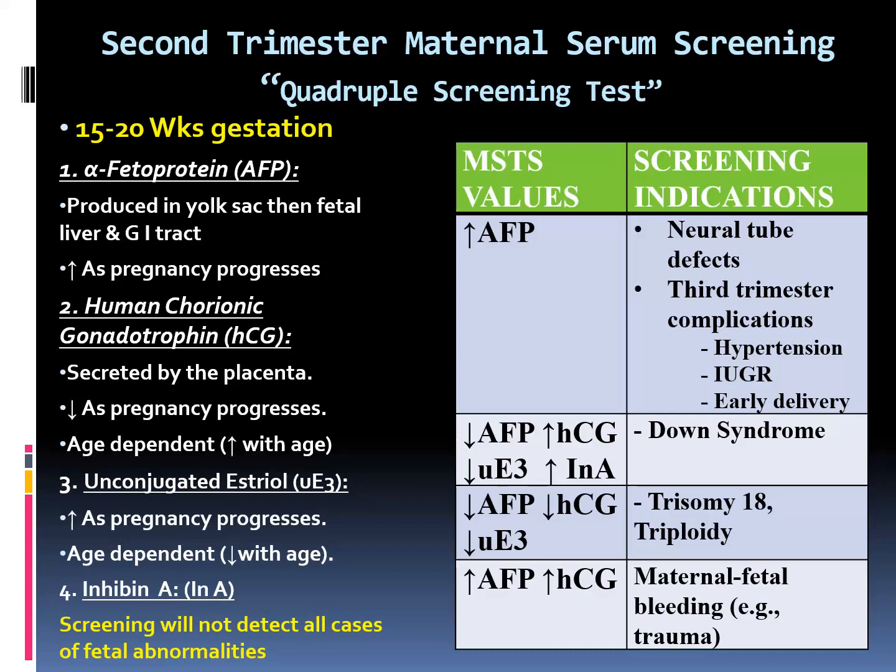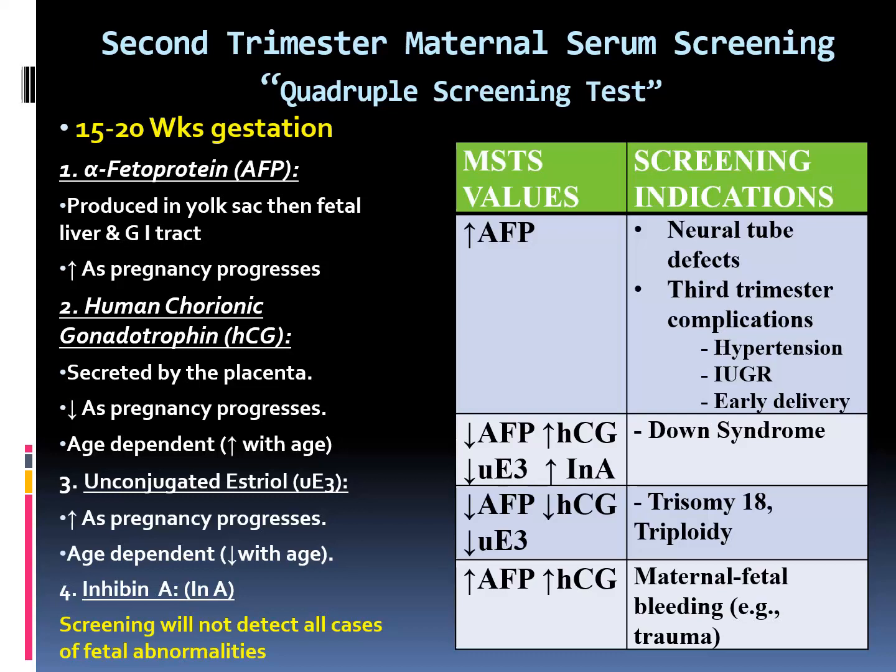And the quadruple screening test is actually conducted between 15 and 20 weeks of gestation, where we take a blood sample from the pregnant mother, and we look for 4 main components, which are alpha fetoprotein, and then human chorionic gonadotropin, unconjugated estriol, and the recent one, which is inhibin A.